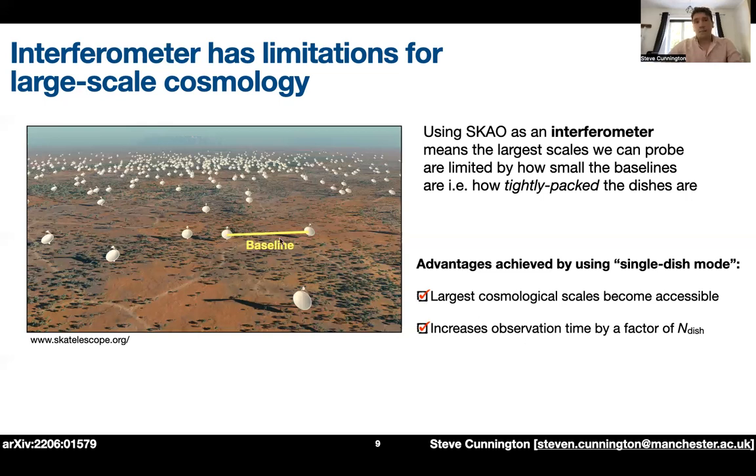The one drawback to this approach is that now your resolution is not that great, because now your largest baseline, which determines what small scales you can probe, is now just your dish diameter, which would be about 15 meters for the SKA and MeerKAT case. So that's why we have these quite blurry looking maps now. So we're not that sensitive to the small scales. But if you're doing large scale structure, hopefully this isn't too much of a problem.